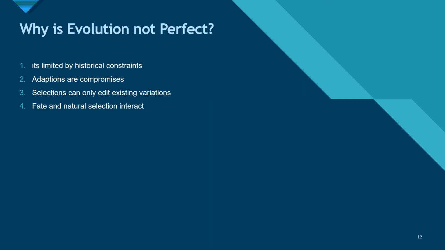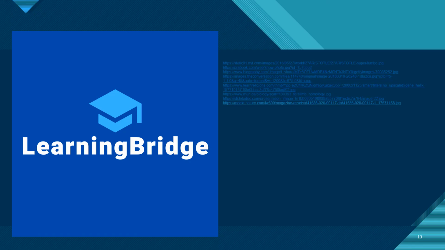And the last thing that we're going to talk about is why evolution is not perfect. Evolution is not perfect because it's limited by historical constraints. Adaptations are compromises. Selections can only edit existing variations, and fate and natural selection interact. And that's it.